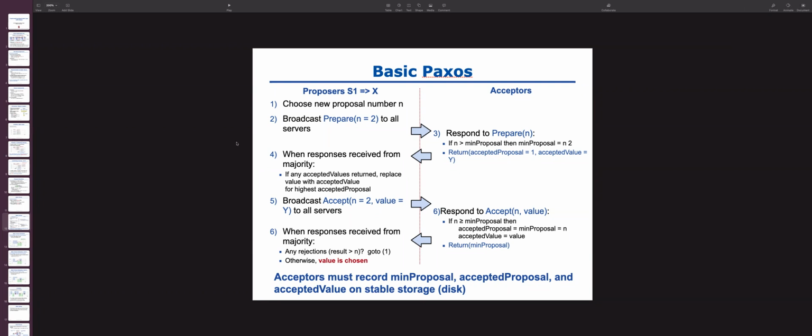The proposal number might increase, but the value is the same, right? I'm trying to again propose the same value with a new proposal number. I don't think that is the right way, because that value is already updated after me and everyone has accepted. So I should accept and move on, right?